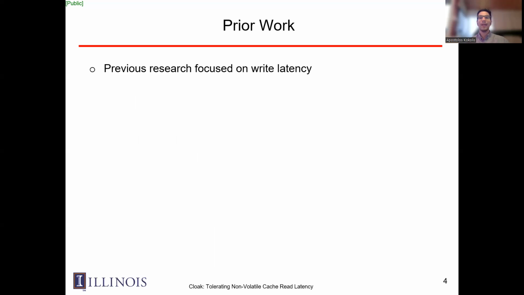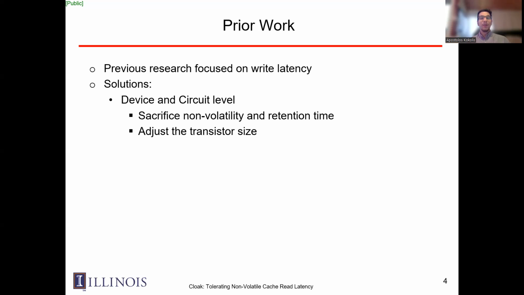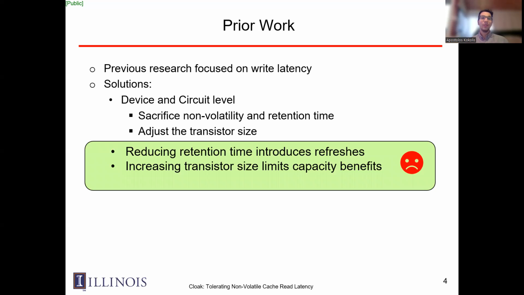Prior work has tried to overcome the NVM's problems of higher latency, but primarily the write latency and not the read latency, and dynamic power, using solutions that span the device, circuit, and architecture levels. The solutions at the device and circuit level mostly sacrifice non-volatility and retention time to make writes faster, or they adjust the transistor size. However, these solutions reduce the retention time, so they introduce refreshes, which increases the power consumption, and also increasing the transistor size limits the capacity benefits of NVM.